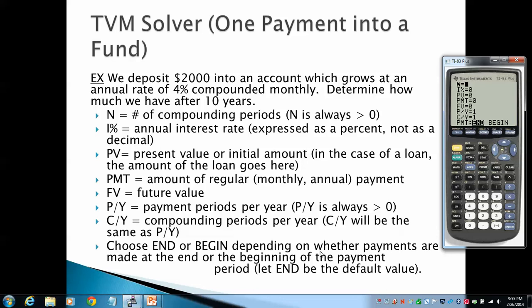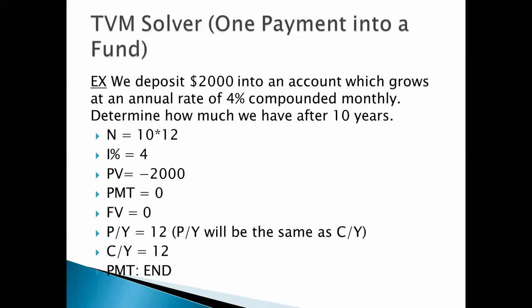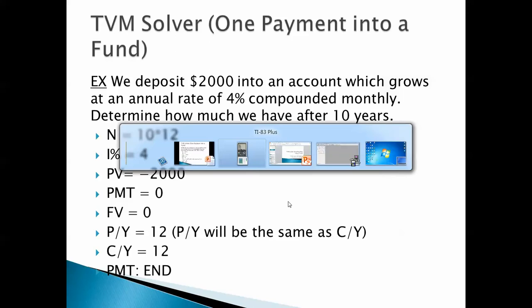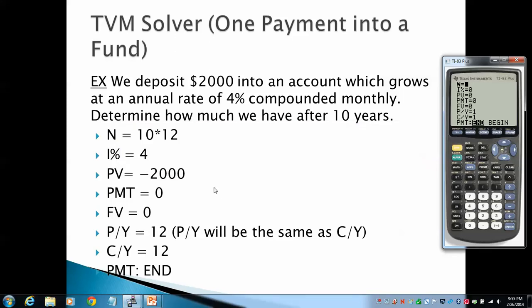Now, in this particular case, here's what we want to enter. N is the number of compounding periods. Since the money is there for 10 years and there are 12 months per year, the number of compounding periods is 10 times 12. So let's just enter 10 times 12. Yes, I know that's 120, but you don't have to enter 120. Just do 10 times 12 and let the calculator do the tough work.